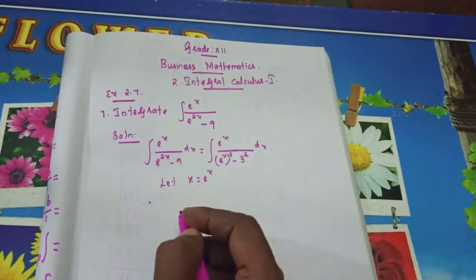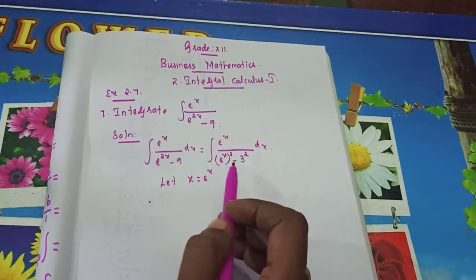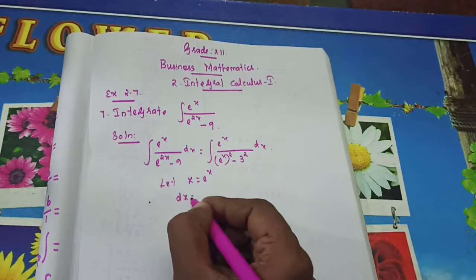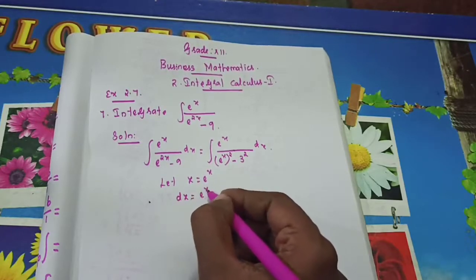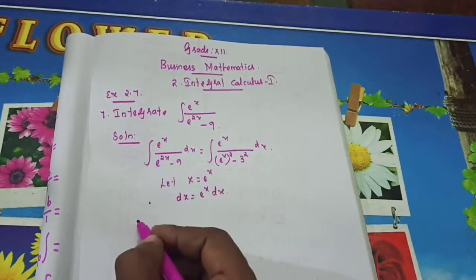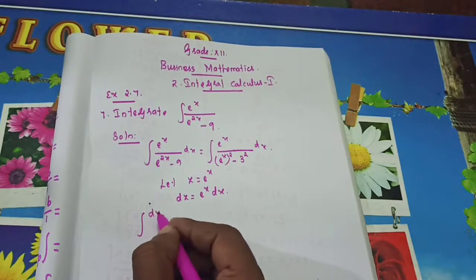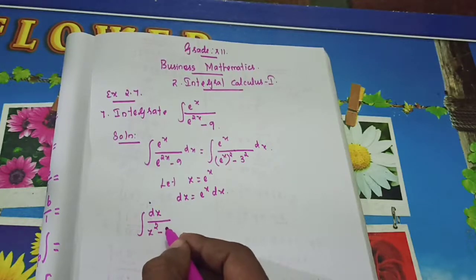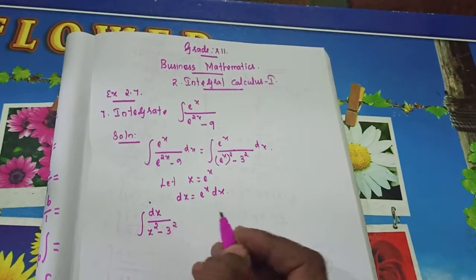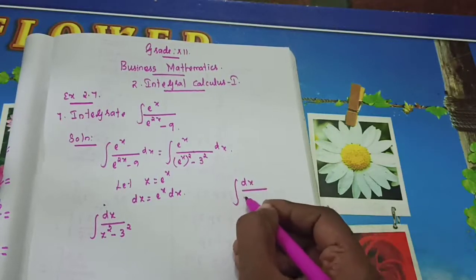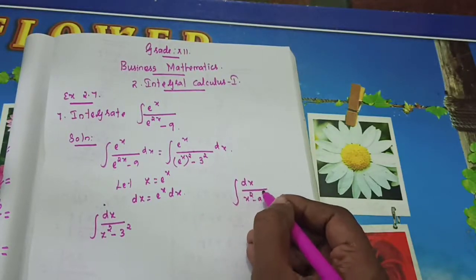You know the formula for x square minus a square, is it right? So we are going to rewrite this with z as e power x. When you find dz, what is the differentiation of e power x? That's also e power x dx. Now substitute there. What will you get? dz divided by z square minus 3 square.